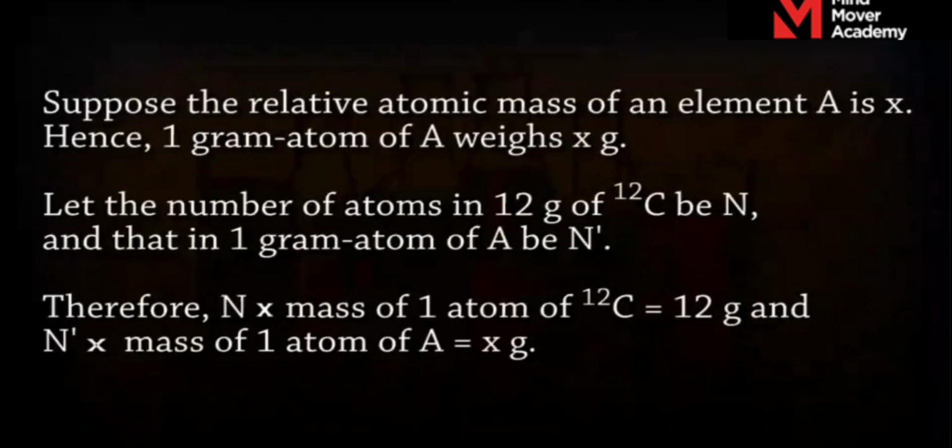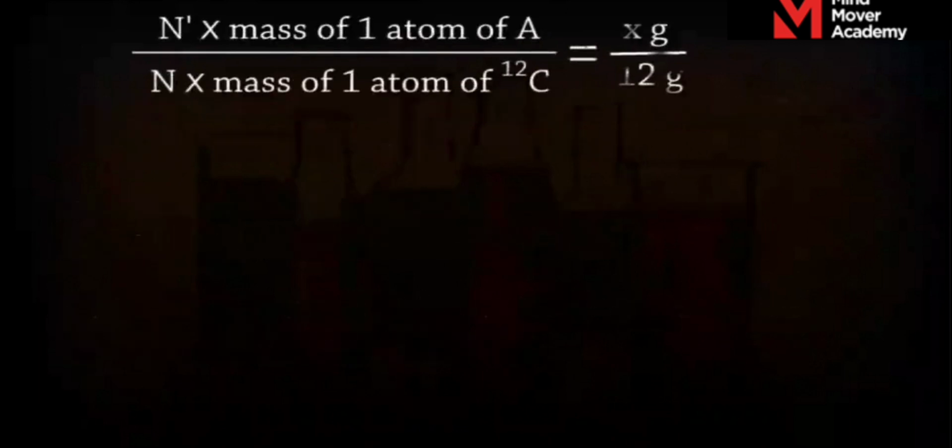Let the number of atoms in 12 grams of carbon 12 be N, and that in 1 gram atom of A be N'. Therefore, N into mass of 1 atom of carbon 12 is equal to 12 grams, and N into mass of 1 atom of A is equal to X grams. So, N' into mass of 1 atom of A divided by N into mass of 1 atom of C12 is equal to X grams by 12 grams.